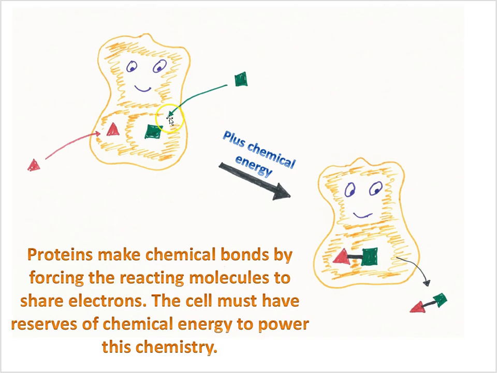Now, proteins make chemical bonds by forcing the reacting molecules to share electrons. The cell must have reserves of chemical energy to power this chemistry. So it takes energy to push these molecules together. So there's going to have to be an input of energy for this chemistry to happen.